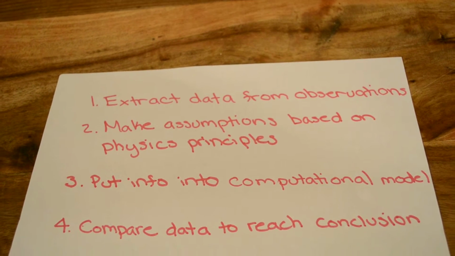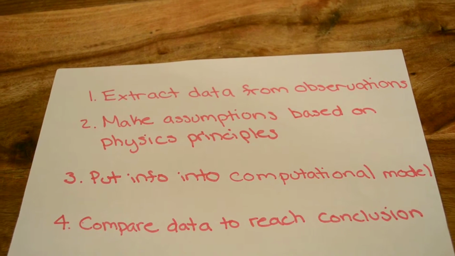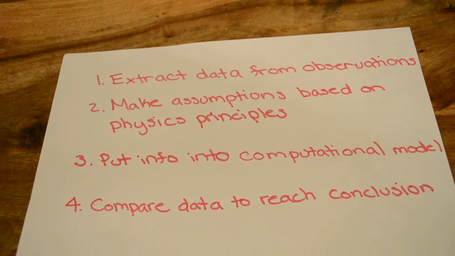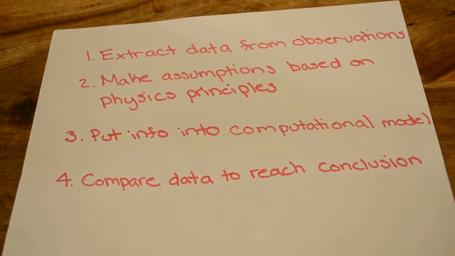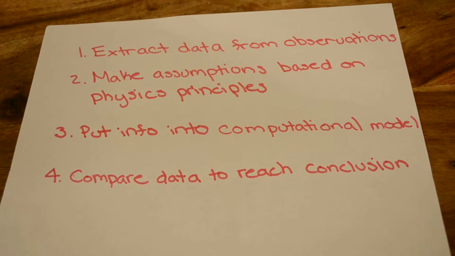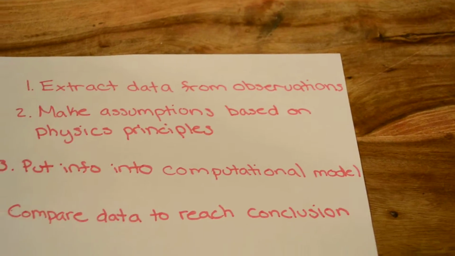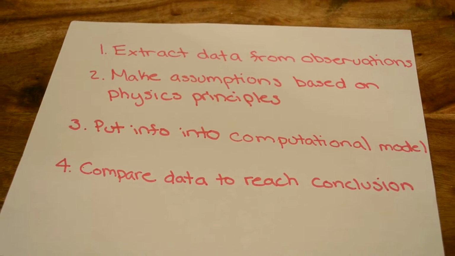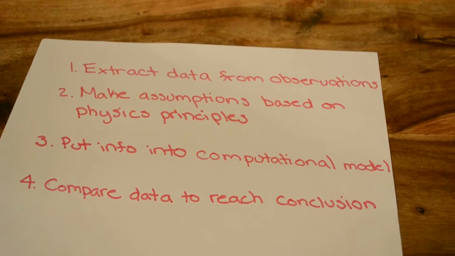After, I will take both the data I've extracted from my observation and my assumptions and put them into a computational model. Then I'll compare the data in the computational model and from my observational data to reach a conclusion as to whether or not a computational model can in fact accurately describe the motion of an object moving with a constant velocity.